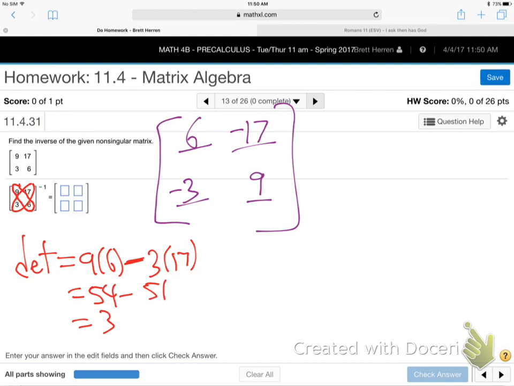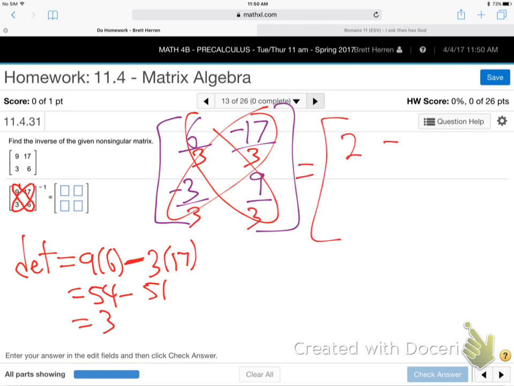Are you doing it from the beginning, the 9? It's the same either way. It'll work exactly the same. If you do the determinant, main diagonal minus other diagonal, here or on the original, it's the same answer either way. It doesn't matter which one you do it on. You'll get positive 3 either way. 3, 3, 3, 3. Divide all four. What do we got? 2, minus 17/3, minus 1, 3. There it is. There's the inverse.